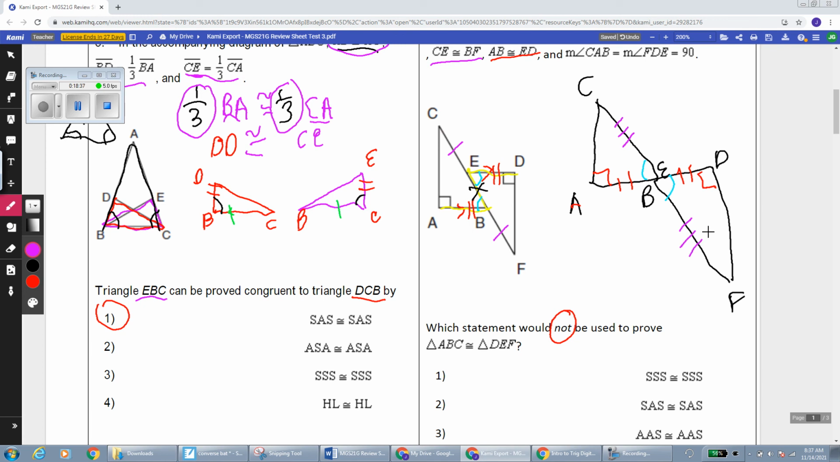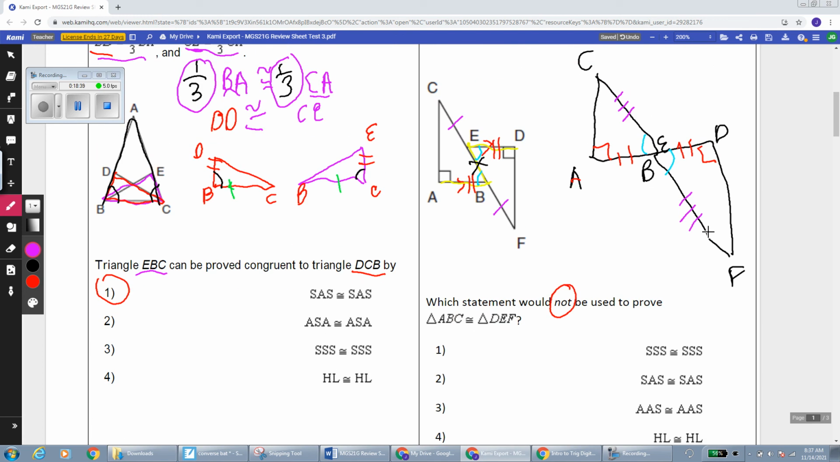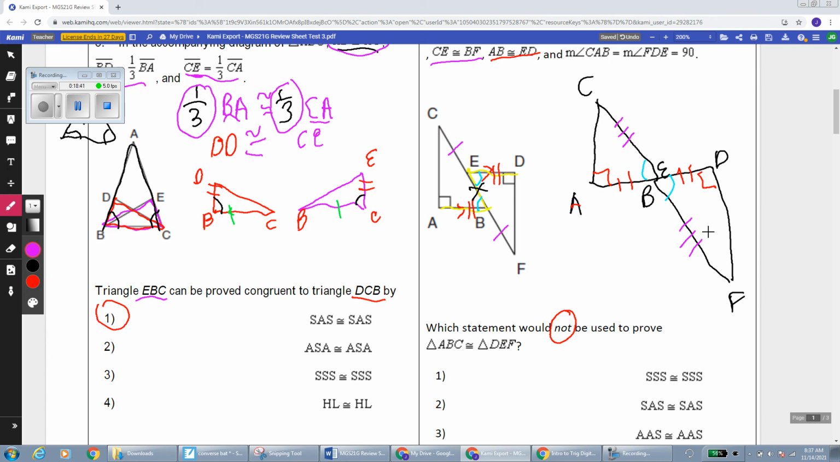So let's look through the answer choices. I'll go from the bottom up. So we have HL at the very bottom. So HL is specifically for right triangles, and we do have right triangles here. We also need to have congruent hypotenuses. Remember, the hypotenuses are across from the right angle. And we talked about how with the addition postulate, we could prove that the hypotenuses are congruent to each other. The hypotenuses are here.